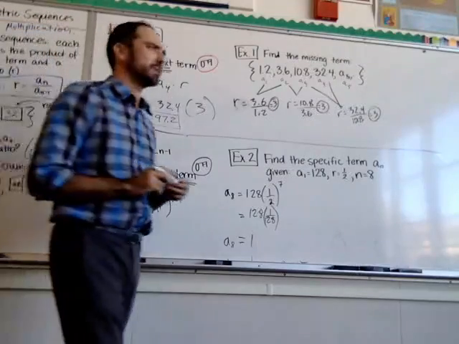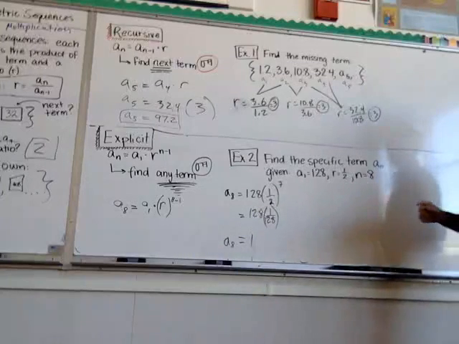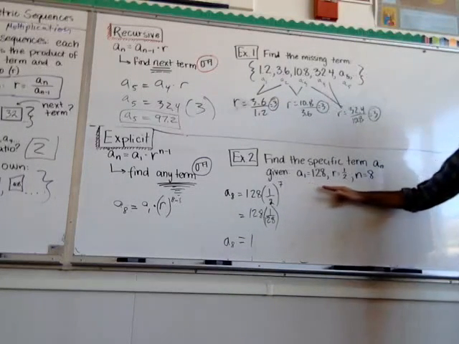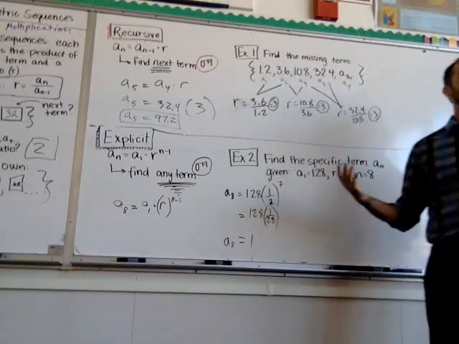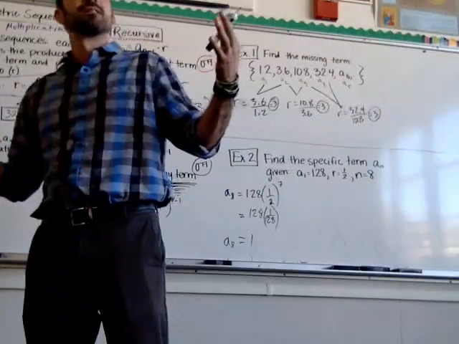So a question you've never heard before. How come if the first term is 128, why is it that the 8th term ends up being 1? It's supposed to get bigger. What the heck? Luke? And you don't know.